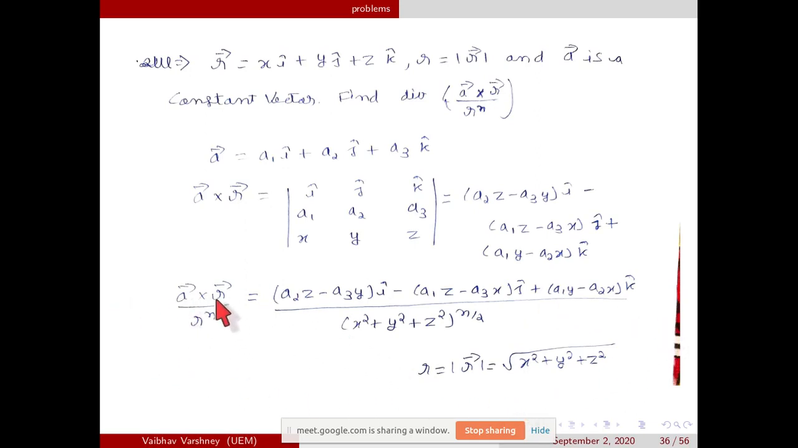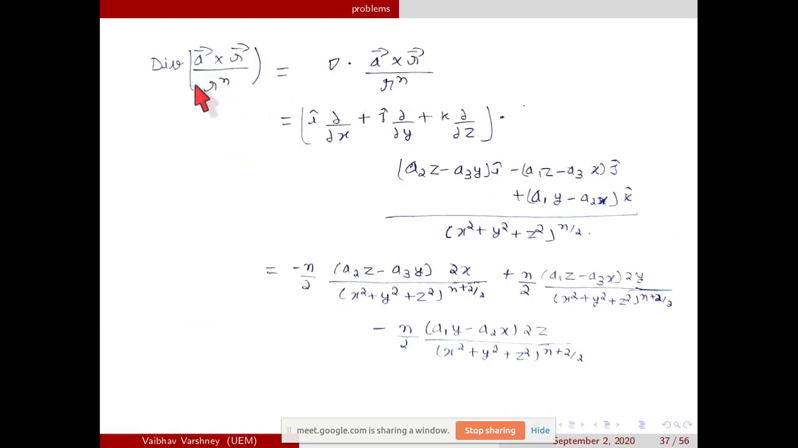How we obtain this A cross R upon R की power n? Then we will calculate its divergence. Is this point clear? Yes, sir. I have done nothing, just I have put the value, this square root I have put there, and since it's square root, it will come 1 by 2 and n, so it will be n by 2. So now we have this bracket term A cross R upon R की power n. Now the only step remaining is the divergence, means dot product of this with del. So now we will do the divergence. Del dot A cross R.